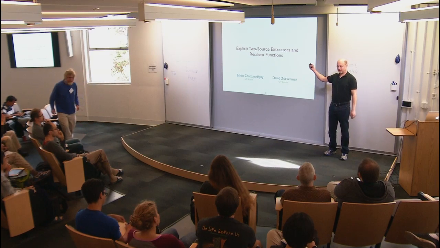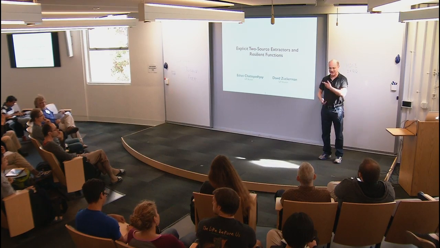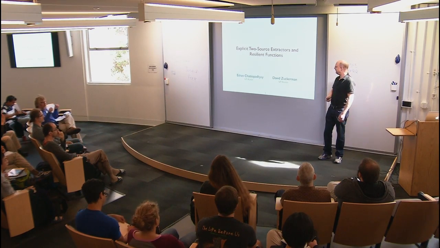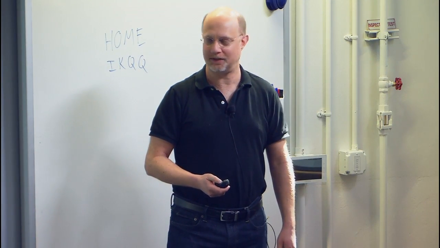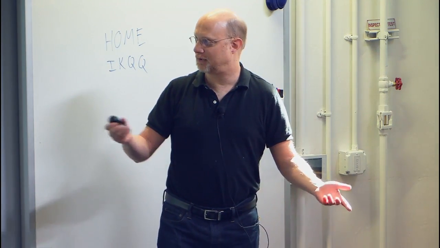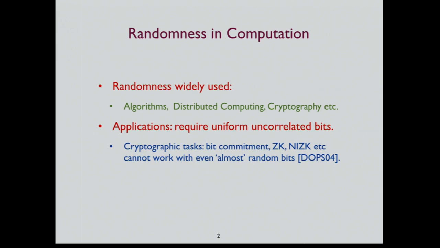So I'll tell you about two-source extractors and resilient functions, and I'll define these so you'll know what they mean. Probably you all know how important randomness is in computing. It's used in algorithms, distributed computing, cryptography. Of course, for these applications, you almost always need uniform, uncorrelated random bits.